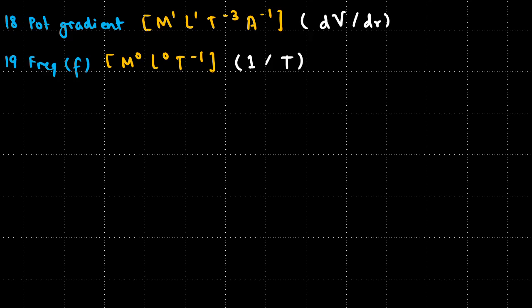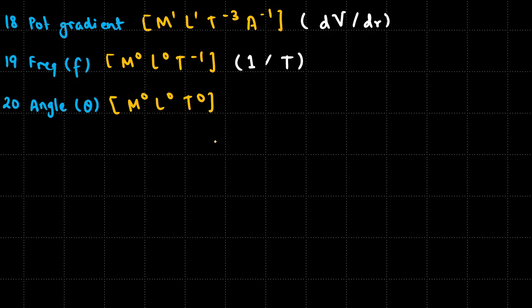The next one, 20, is angle. Which angle is this, you might be thinking. We are talking about plane angle here, but for solid angle also the dimension would be the same. Just to let you know, it would be the same. So the dimension of plane angle or angle in general is M0 L0 T0.